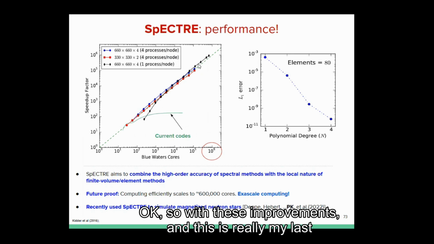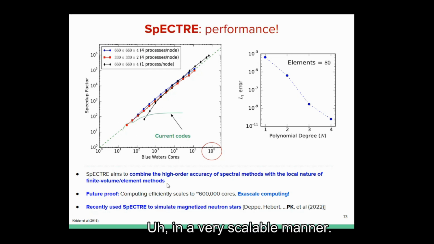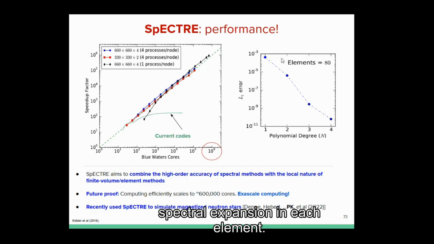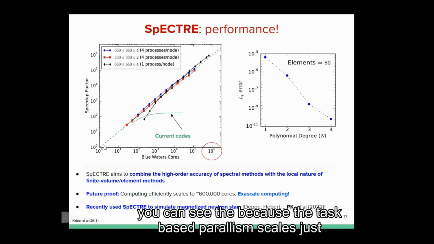Okay, so with these improvements, and this is really my last slide, our code is now able to do reasonably simple problems at least in a very scalable manner. This one shows the accuracy as a function of the degree of spectral expansion in each element. Remember, small elements, many elements. Each element has spectral expansion. So with only a 4th order polynomial, you can see the L1 error in fields. And this is actually the real figure that I show and advertise, which you can see because of task-based calculus, it scales just out of the box.